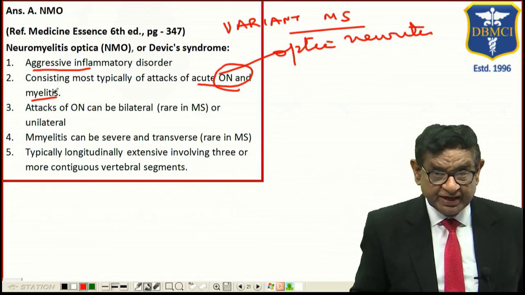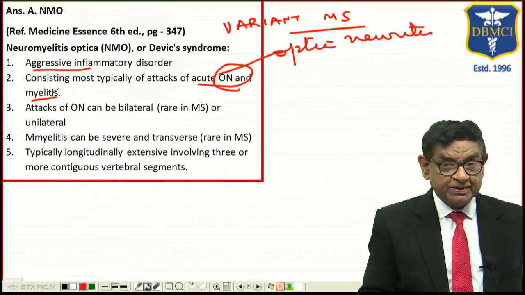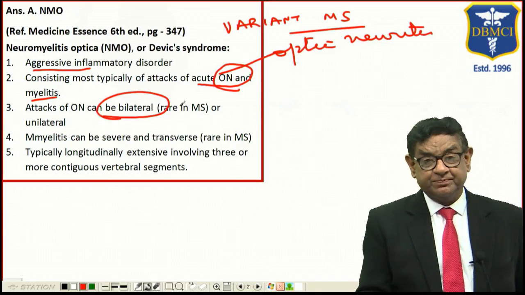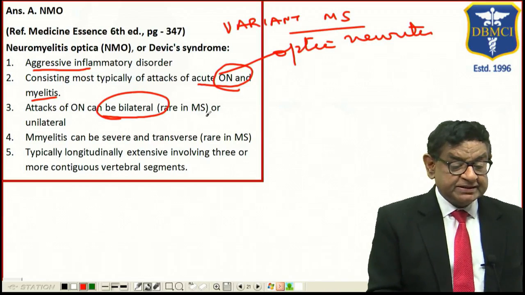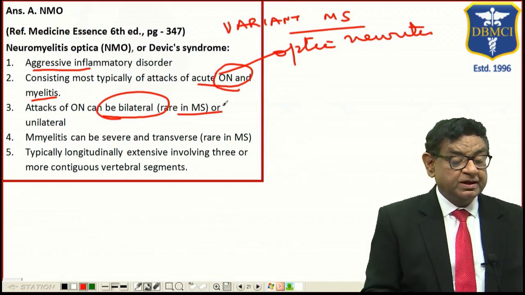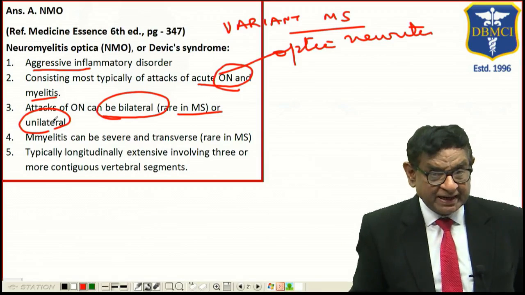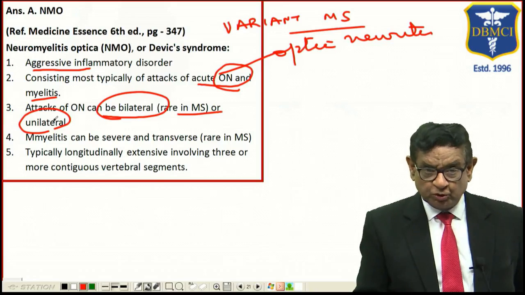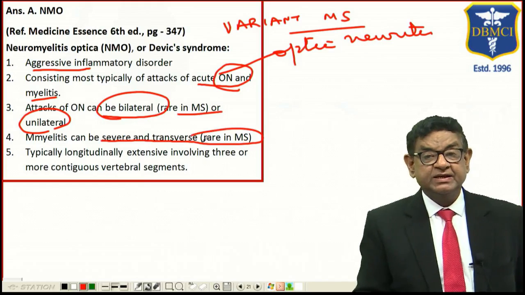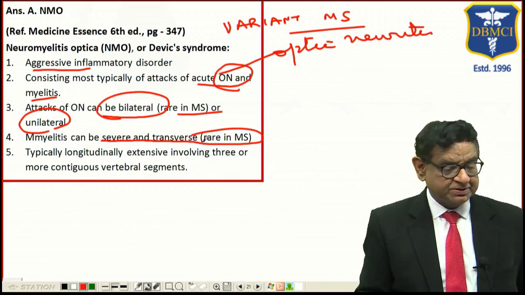Those are the two things we have in our patient, right? But what is the special thing? In NMO, the optic neuritis is bilateral. Bilateral optic neuritis is uncommon in multiple sclerosis, right? Of course, in NMO, it can be unilateral also, but in our question, it is bilateral. So MS is ruled out. Myelitis is severe and transverse. It is never very severe in case of multiple sclerosis.